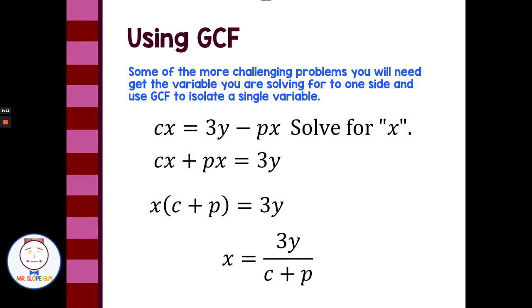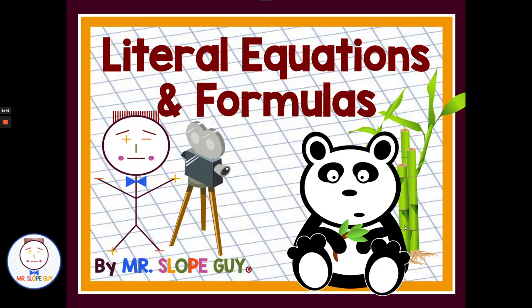So you want to do this when you have the variable you're solving for in multiple terms. You want to get them to one side of the equal sign by themselves. So notice how with this cx and px, I don't have any other terms on this side when I pull out the GCF. If I did, I would have to add or subtract to get them to the other side. Once I have all the terms with x on one side, that's when I can pull out that GCF, get the x by itself, and then use division to get rid of the whole grouping symbol expression.